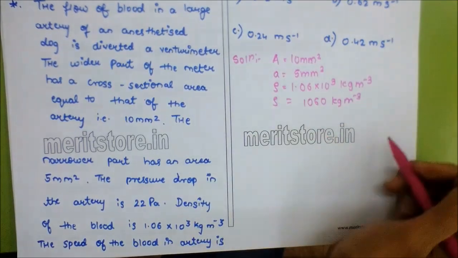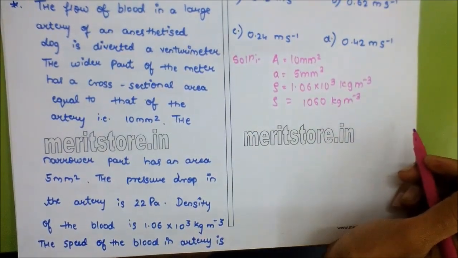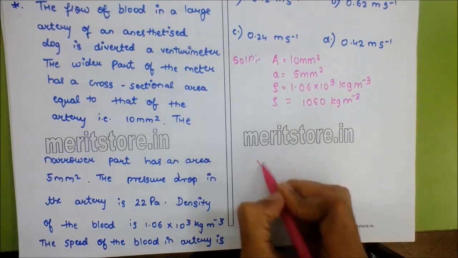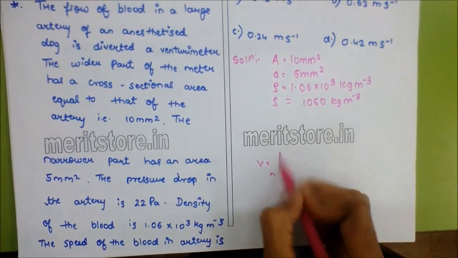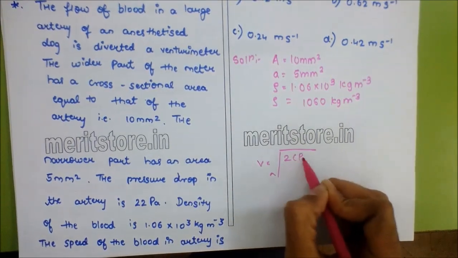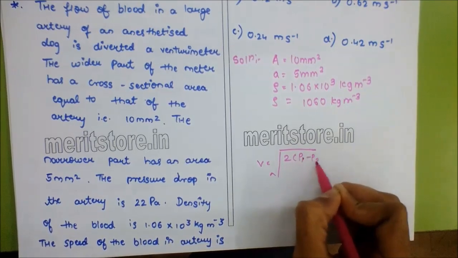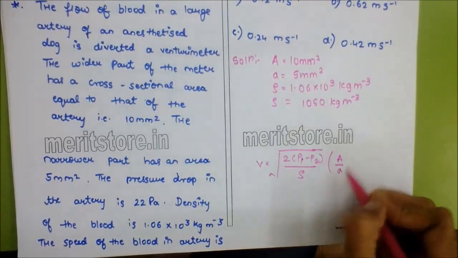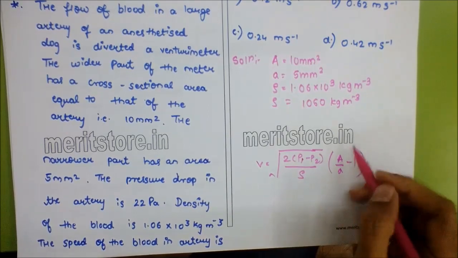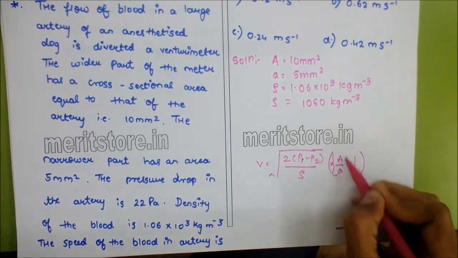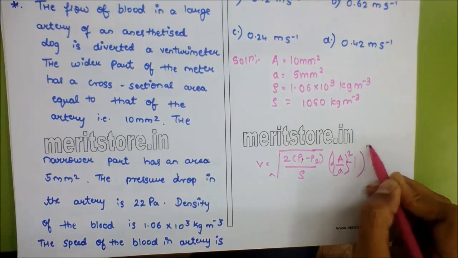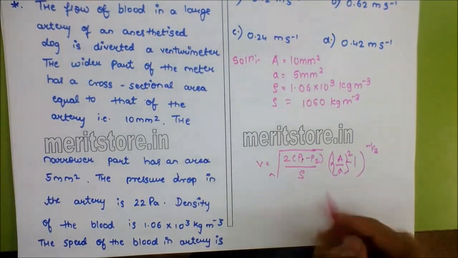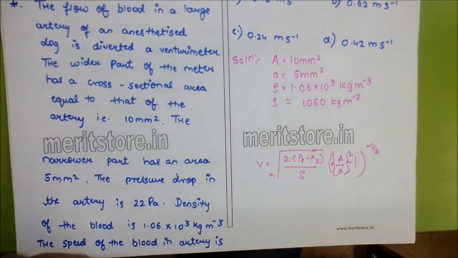Okay, that will be the density. Now the speed of the fluid through the wide neck is given with this formula, which is equal to v = under root 2(P1 minus P2) upon rho into [A upon a minus 1] the whole square, raised to minus half. Okay, this is also inside that, so we'll apply this formula.